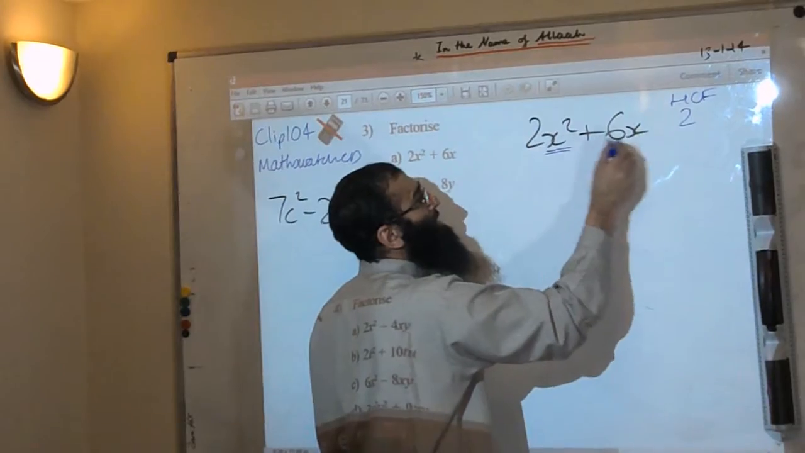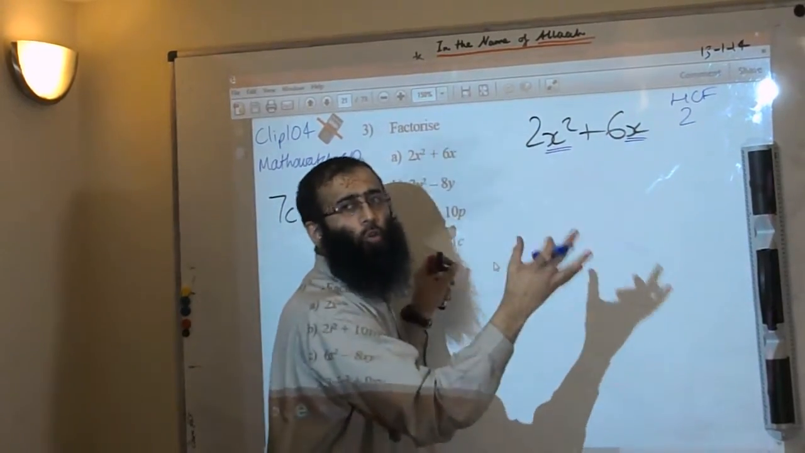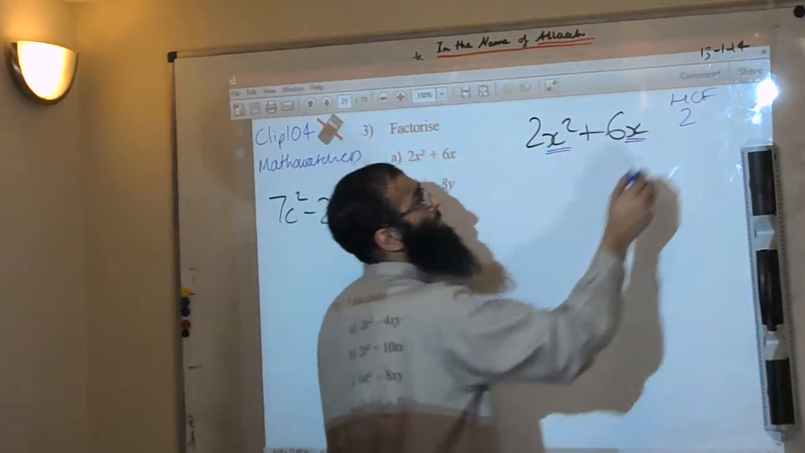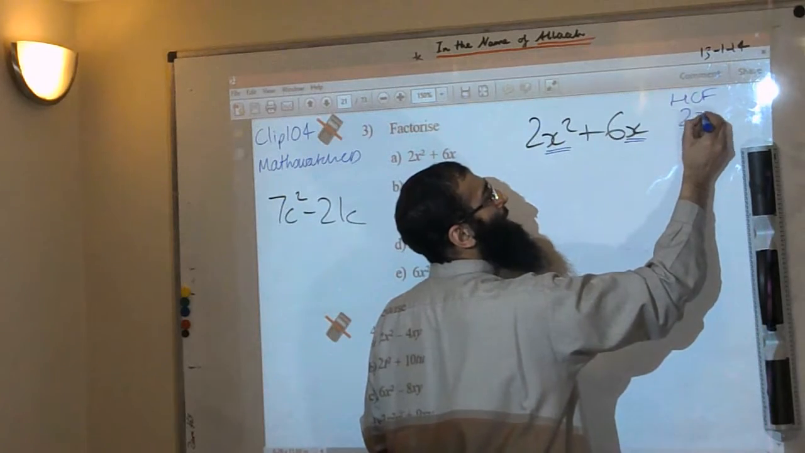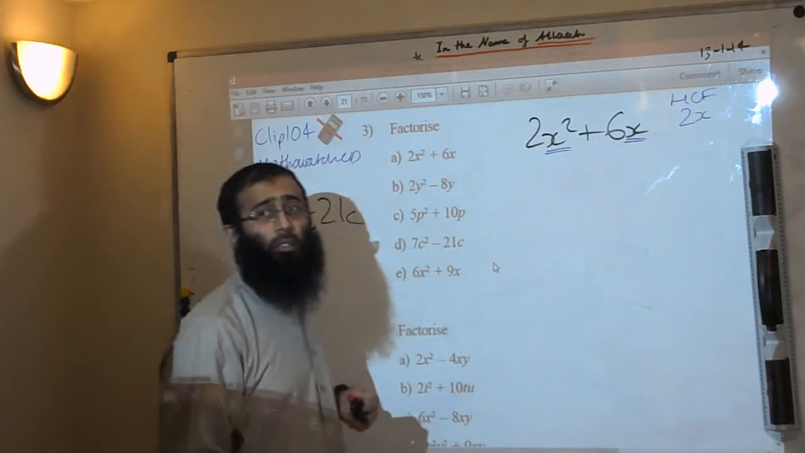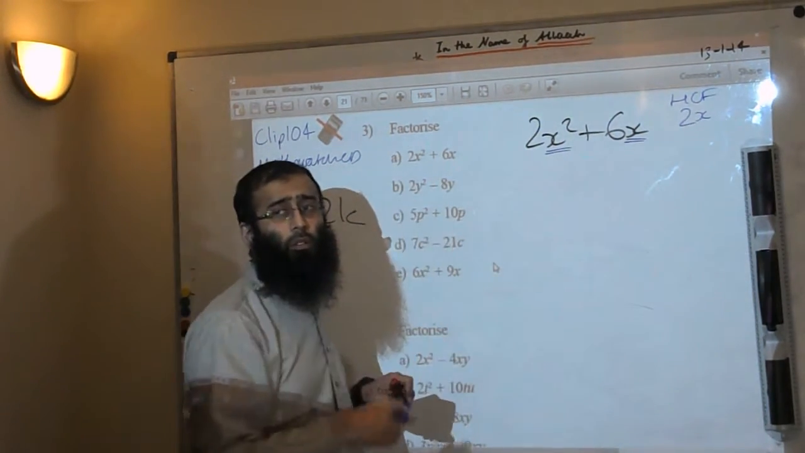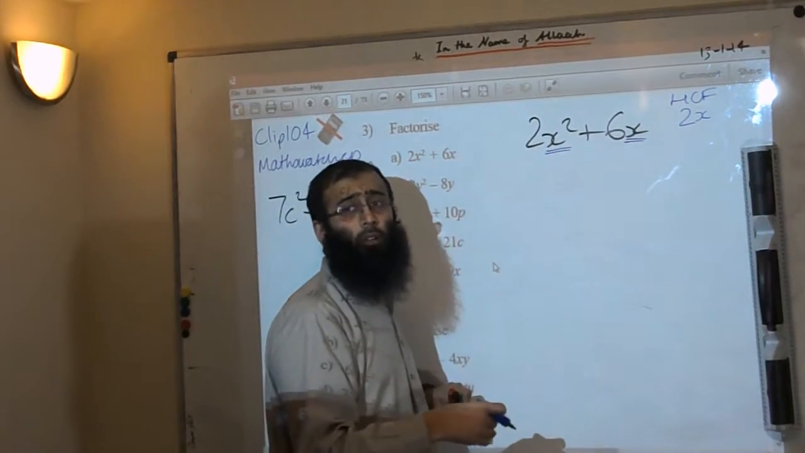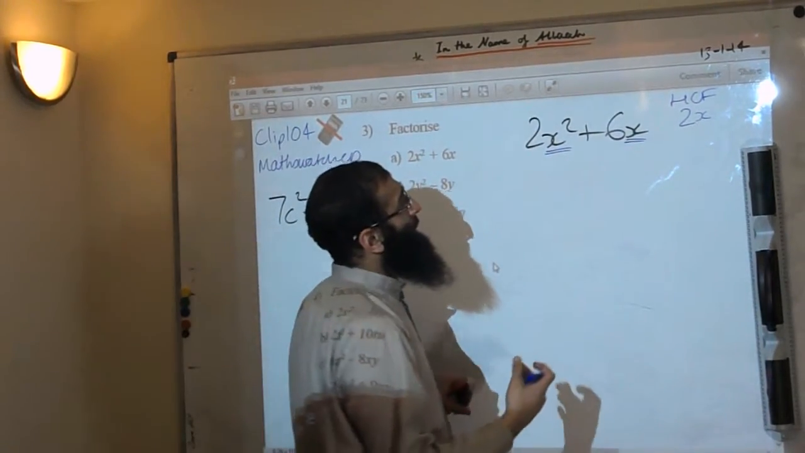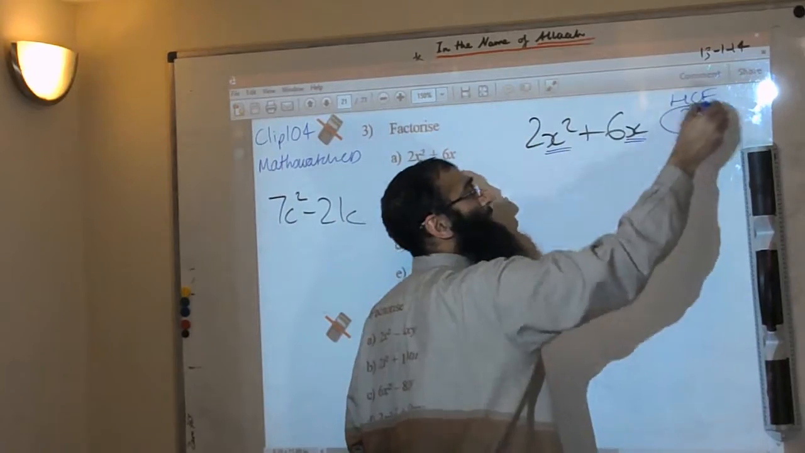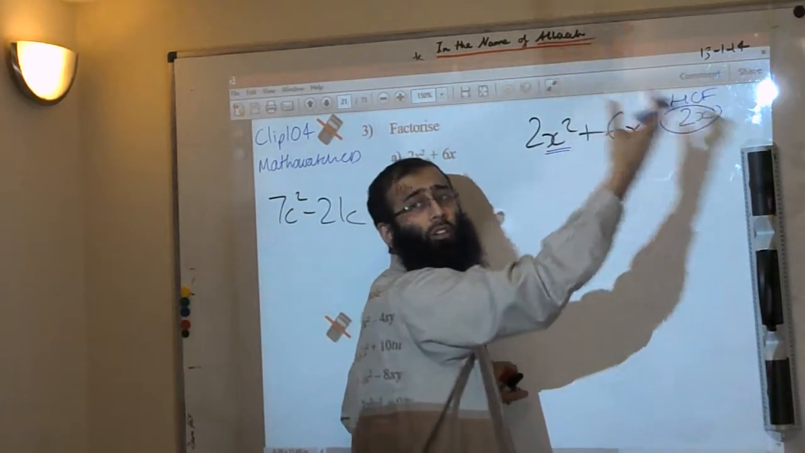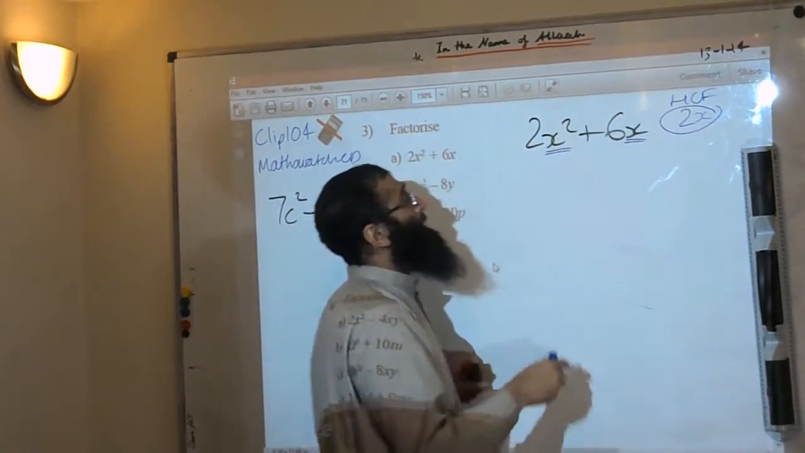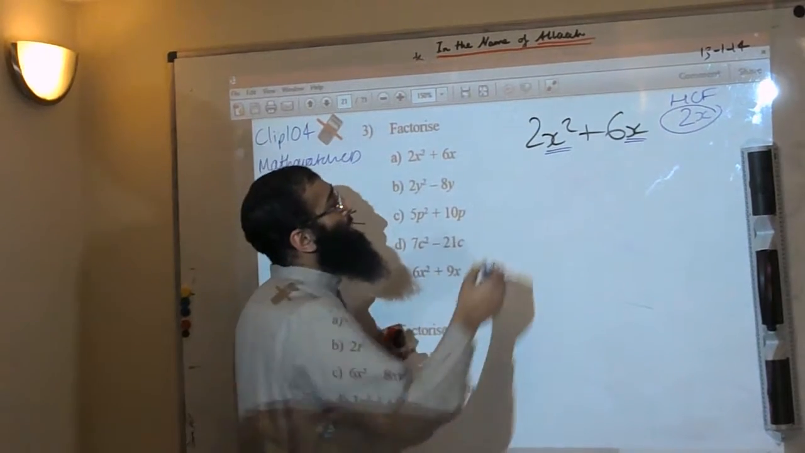Now, I want you to focus on the x squared and the x only. What do they have in common now? Common is x. That's what we just did in the previous question. Yeah, they both have an x in them. That's the common bit. Okay? So the highest common factor now is? Not 2, not x, but 2x. 2x. Okay. So let's start splitting these up now.